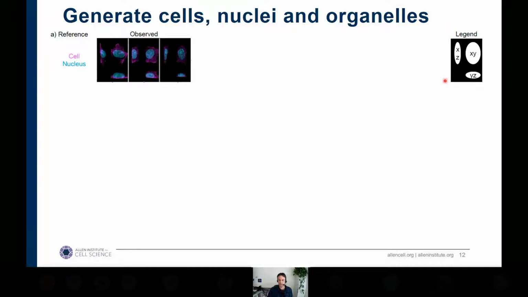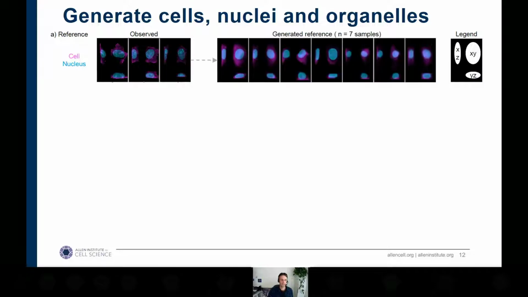Okay, so now we can generate cells and their nuclei by sampling from the latent space. And so here we have 7 such examples. And I think it looks pretty nice. The pictures would have been even prettier if we used a GAN, a generative adversarial network, to try and make real pictures indistinguishable from generated ones.